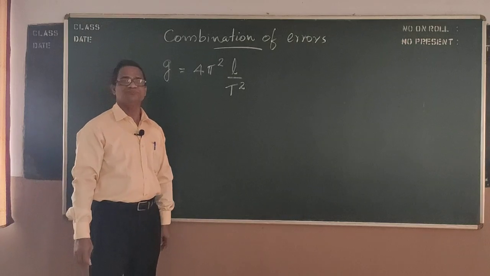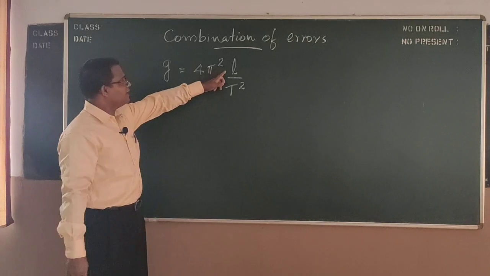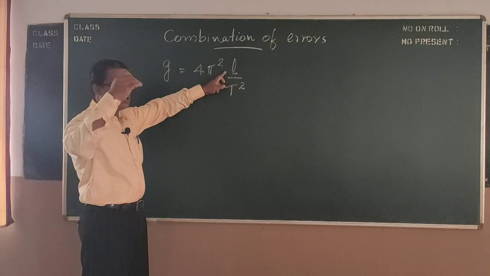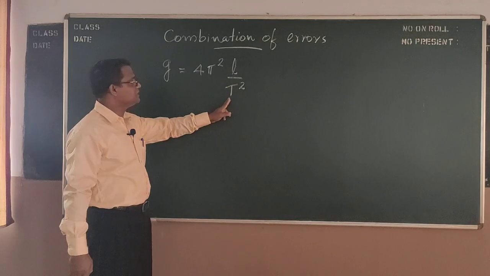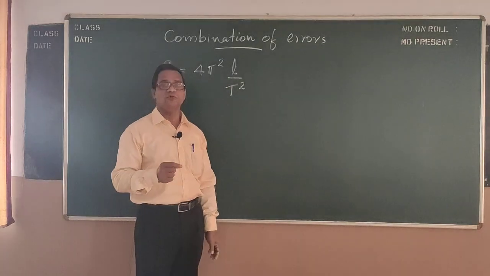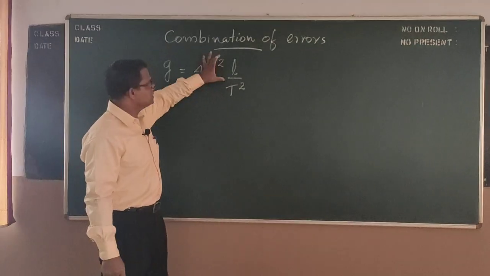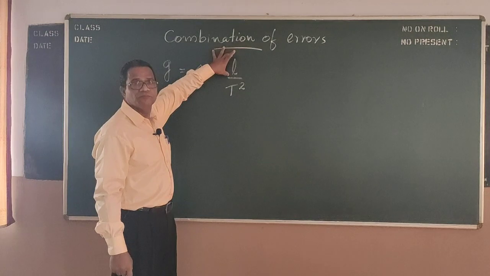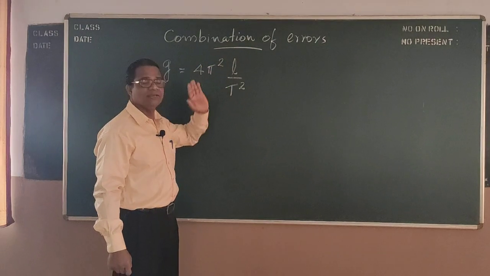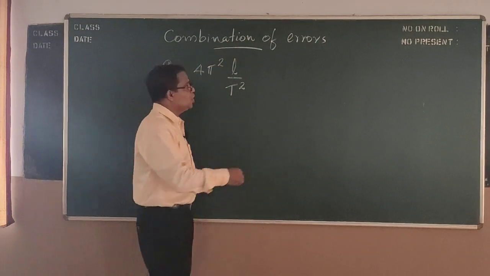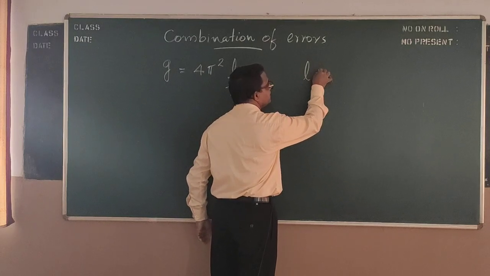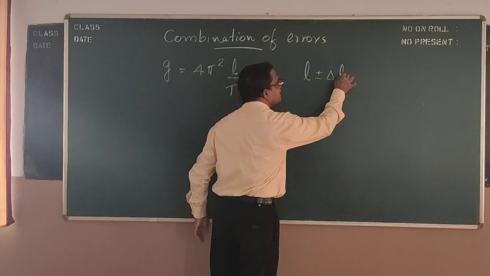acceleration due to gravity. Now, the L is the length of the simple pendulum and capital T is the time period of oscillation of the simple pendulum. So, you are measuring two quantities. One is the length of the pendulum. So, there can be an error in that length measurement, or you will be getting the length measured as L plus or minus delta L.